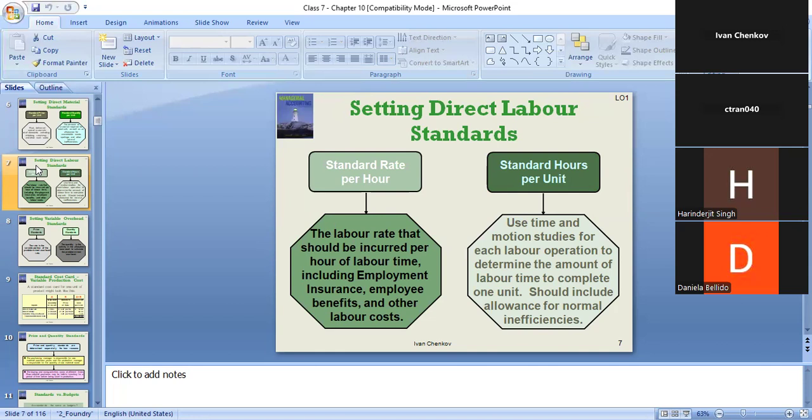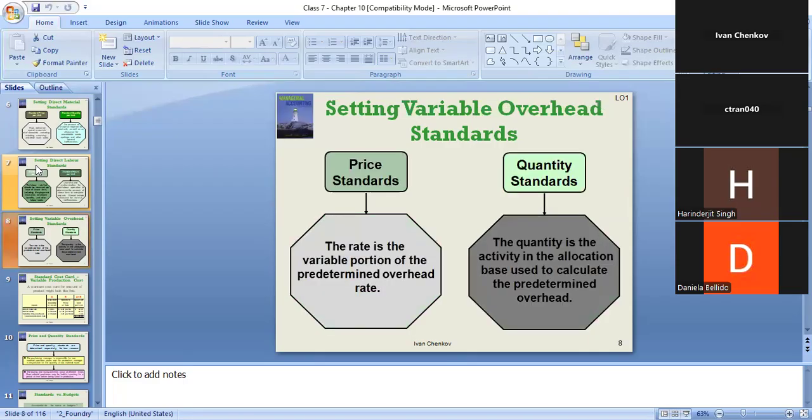But here for the standard hours, again, we're going to include those hours, any normal inefficiency which are related to our labor operation.